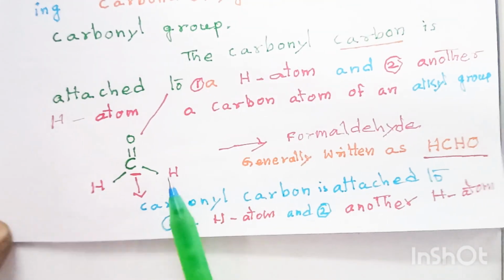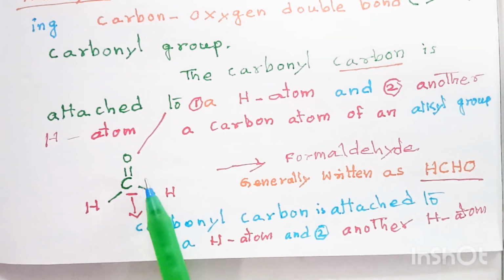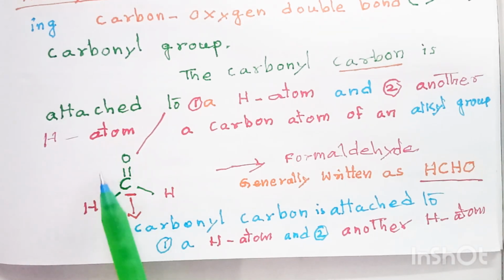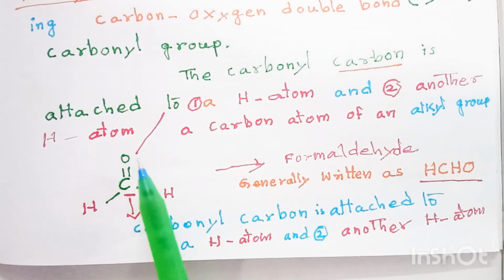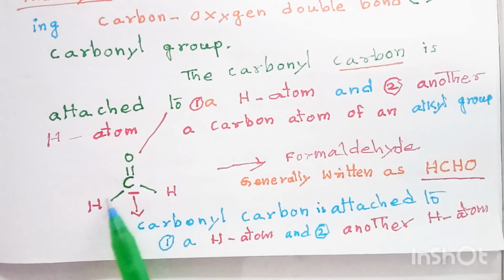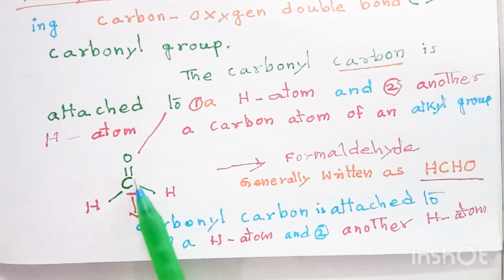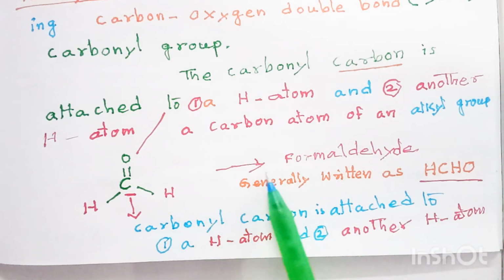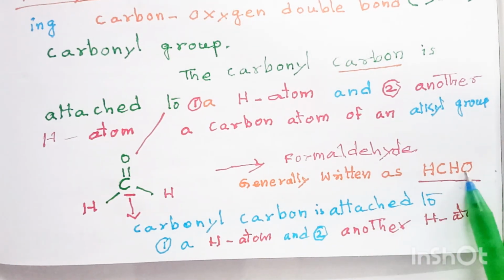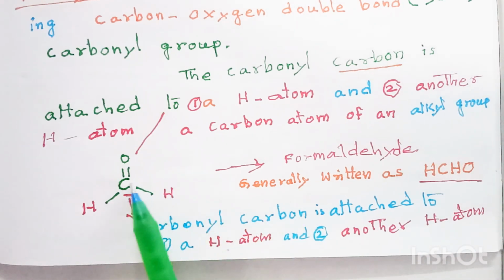So this is the example. This is the carbonyl carbon, C double bond O. It is written in green ink for you to understand better. This carbonyl carbon here is attached to a hydrogen atom and to another hydrogen atom. This compound is formaldehyde. Generally it is written as HCHO. So this is an aldehyde.